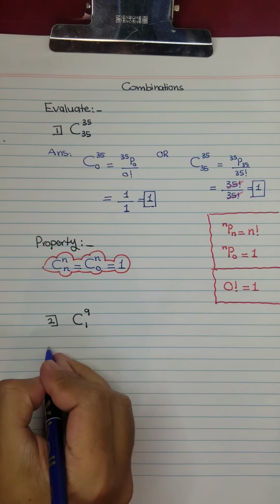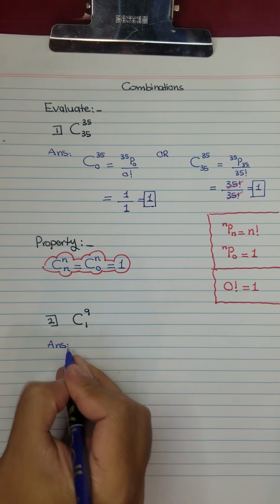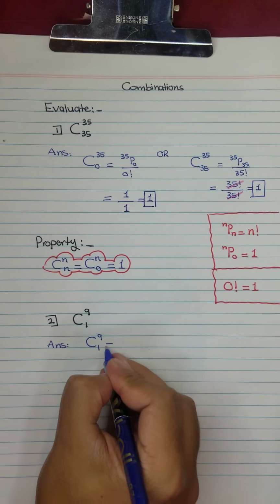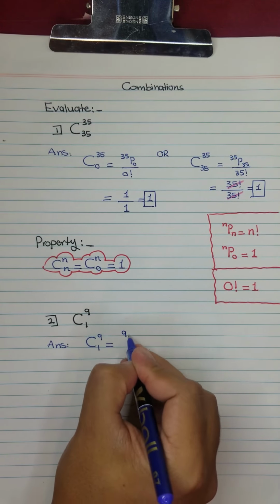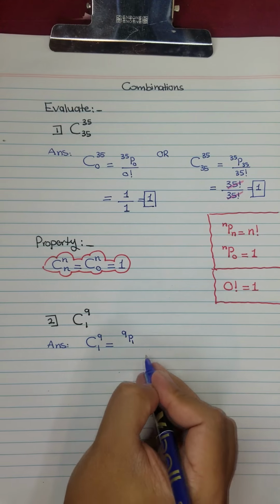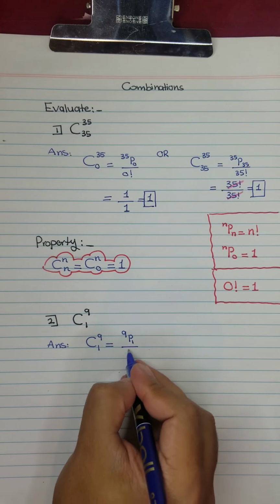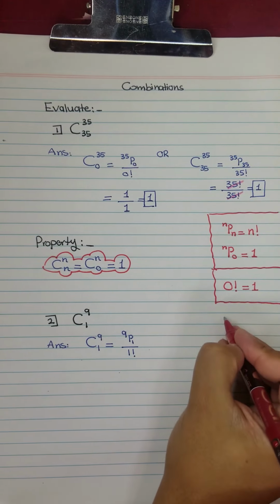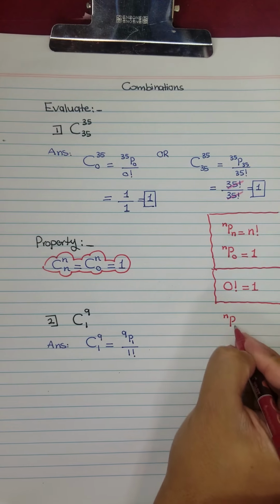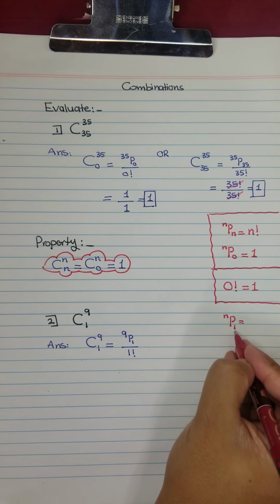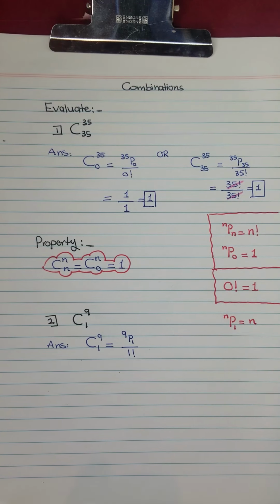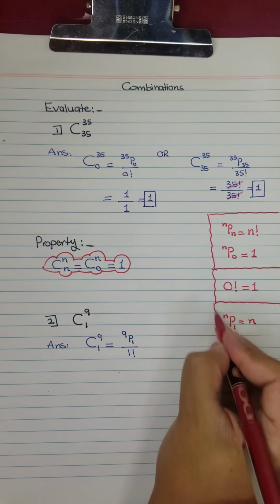So answer. We can do this by referring to the relationship between combination and permutation. So this is 9 permutation 1 over 1 factorial. And here I'll need to remind you of this one. If you have n permutation 1, how many actions do you have? You have 1 action. And how much is that action? It is n. So n permutation 1 is equal to what?